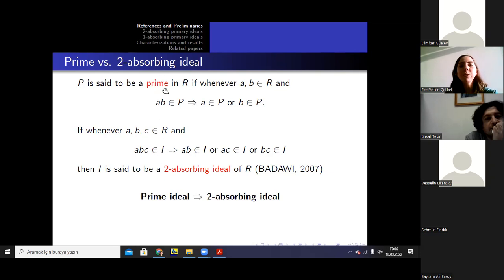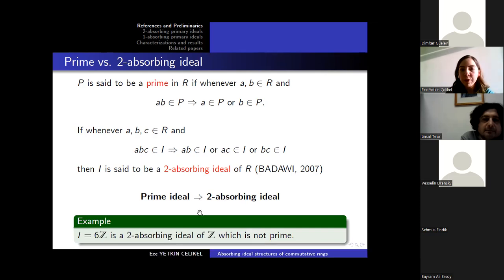Just looking at the definition, every prime ideal is two-absorbing, but the converse of this relation is not true in general. You can consider this example: I is 6Z in the ring of integers. This is a two-absorbing ideal. We can share the general theorem for saying that it is two-absorbing later. But this is two-absorbing and not prime. You know, 2 times 3 is in here, but neither 2 nor 3 is an element of this ideal.